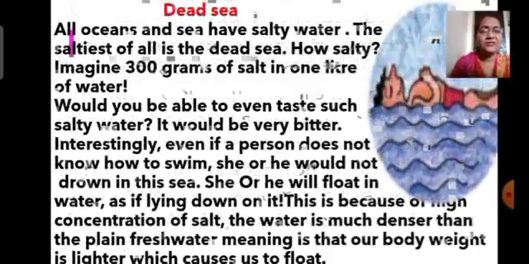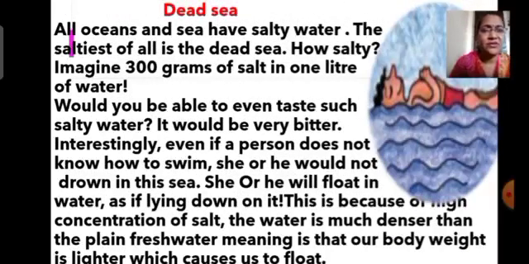Now next we'll see an interesting fact regarding Dead Sea. All oceans and seas have salty water. The saltiest of all is the Dead Sea. How salty? Imagine 300 grams of salt in 1 liter of water. Would you be able to even taste such salty water? It would be very bitter.